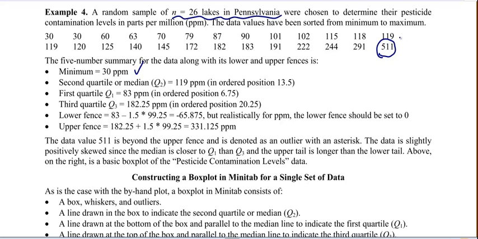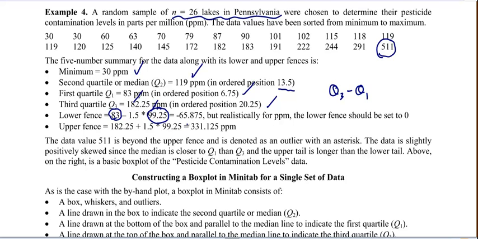The second quartile is in position 13.5, and it's 119. First quartile, position 6.75, it's 83. Third quartile, position 20.25, and it's 182.25. So here are our fences. I start at Q1 and I subtract off 1.5 times the interquartile range, which is just again Q3 minus Q1.